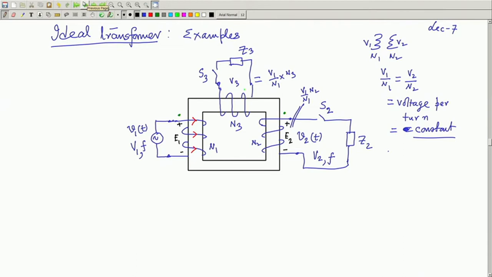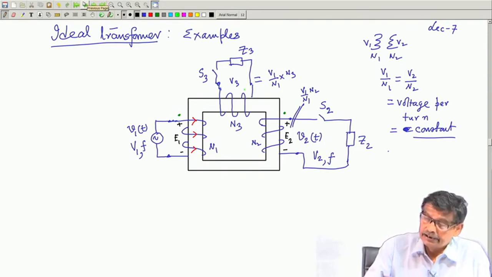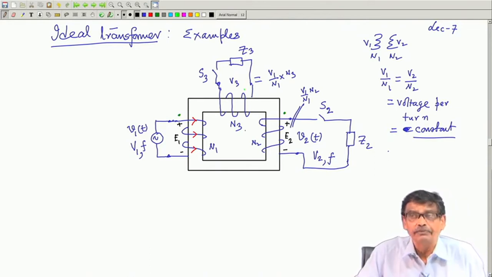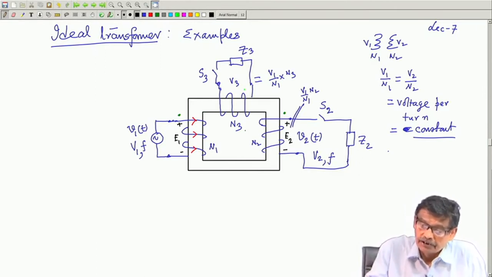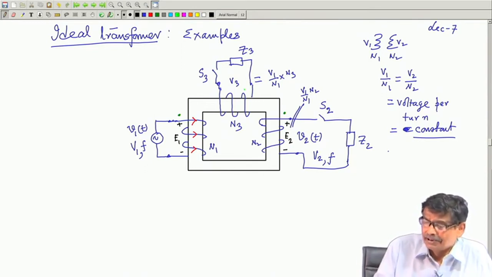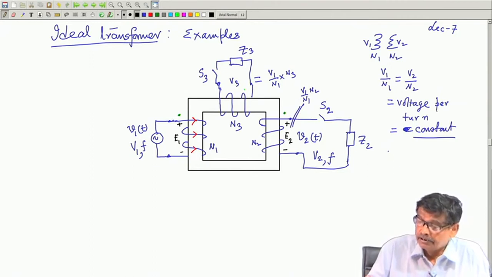Then I told you volt per turn is a useful concept. In such cases there are 2 secondaries, one primary. If you apply some voltage V 1, number of turns N 1, and it is an ideal transformer, no leakage flux, no winding resistance, therefore, V 1 and E 1 are the same. Then you calculate voltage per turn, V 1 by N 1, and you can quickly calculate if that number is known. V 1 by N 1 into N 3 will give you V 3, V 1 by N 1 into N 2 will give you V 2.